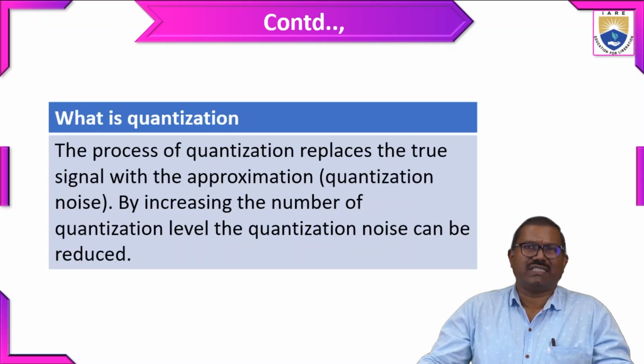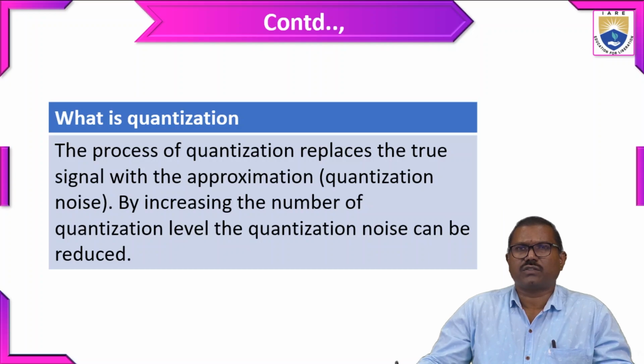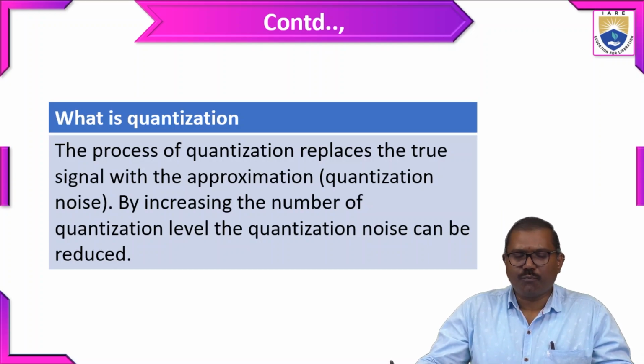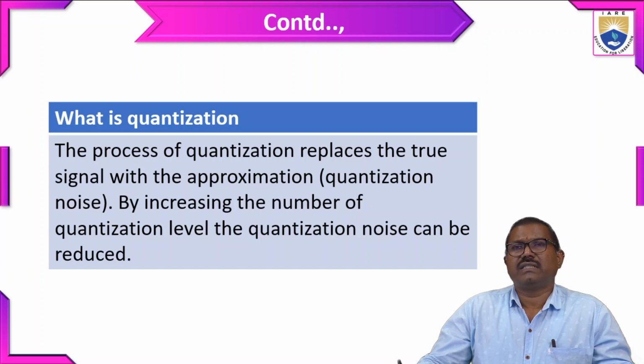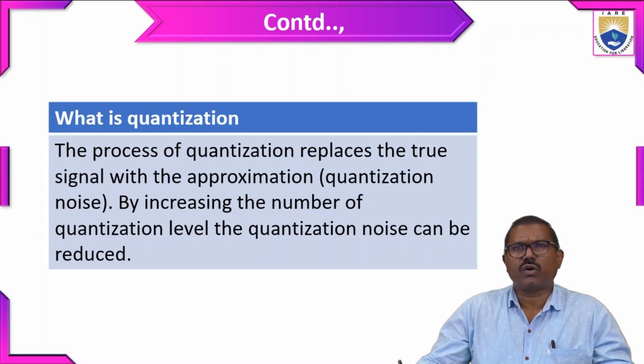Now what is quantization? The process of quantization replaces the true signal with an approximation. That means quantization noise is approximation. By increasing the number of quantization levels, the quantization noise can be reduced. So quantization means the process of converting continuous amplitude to discrete amplitude.